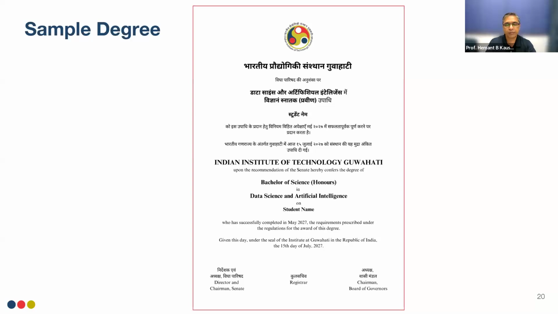This is the sample degree. This is what you will get at the end of the 4 years, right? This is just exactly similar to what our offline degree students get, right? It's given by the director and the chairman senate, signed by him, registrar, and the chairman board of governors, right? So the IIT Guwahati name and then Bachelor of Science honors in data science and artificial intelligence, your name and the date and other things. This is exactly same as our offline degrees.